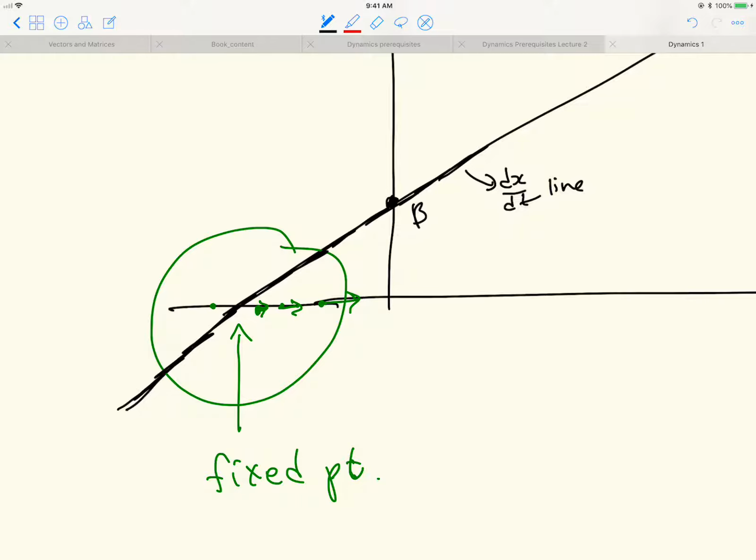Negative. So which way are you going to be moving? Towards more negative values of x or towards more positive values of x? More negative, right? Because dx by dt is negative. So if you're here, you move that way. If you're here, you move even further that way. And we have exactly the same picture as we had before.